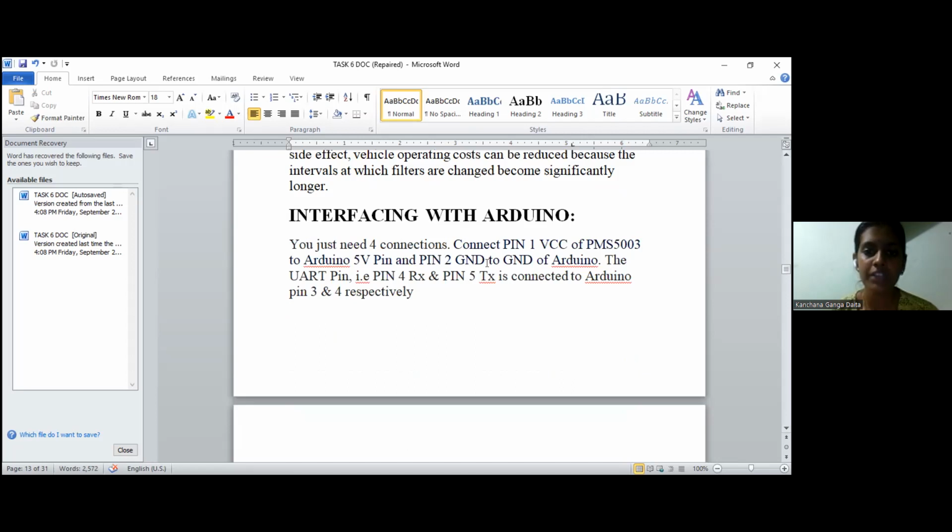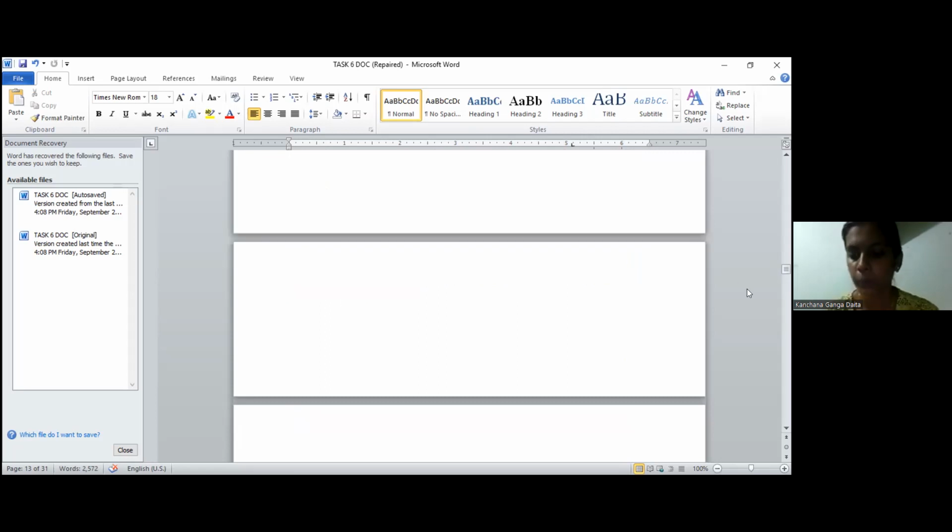And how does it interface with Arduino? As we have seen in the circuit diagram, we just need four connections. Pin 1, VCC, should be connected to the Arduino 5-volt pin, and pin 2 is ground, which will be connected to the ground of Arduino. And the UART pins, that is the fourth and fifth pins, RX and TX, the receiver and transmitter, will be connected to the third and fourth pins of Arduino.